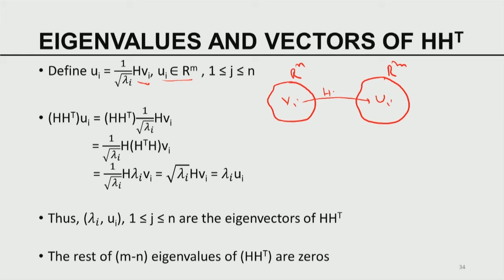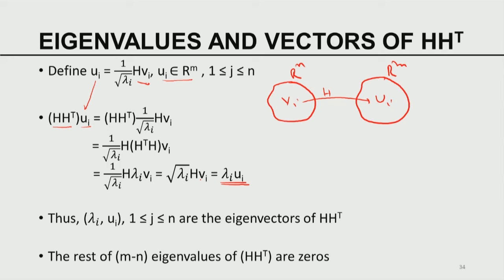Now I am going to multiply by H transpose. Please remember H transpose H is the smaller Gramian, and H H transpose is the larger Gramian. I am going to take the larger Gramian, which is the m by m matrix, and multiply it by an m vector. I already know the value of u, I substitute it and simplify, and I get H H transpose ui is equal to lambda i ui. I am going to let you follow through the simplification procedure. It is a very simple sequence of arguments in matrix algebra.